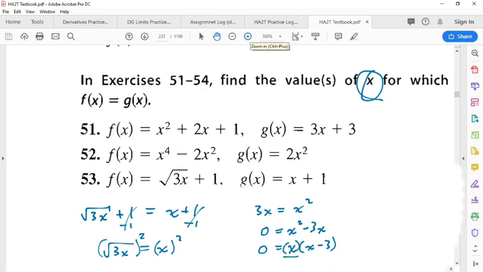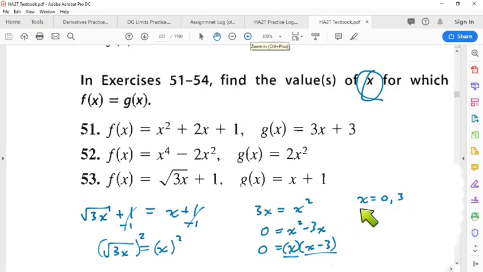The zero property says that if you have two numbers multiplying to get 0, one of them has to be 0. So we have x equals 0, because that's that factor. And what would x have to be to make this factor 0? 3. Okay, now let's double check to make sure both of these numbers work.